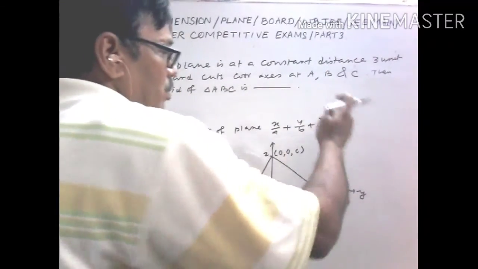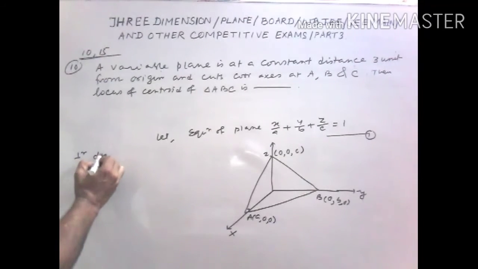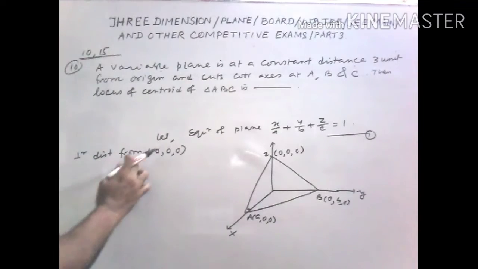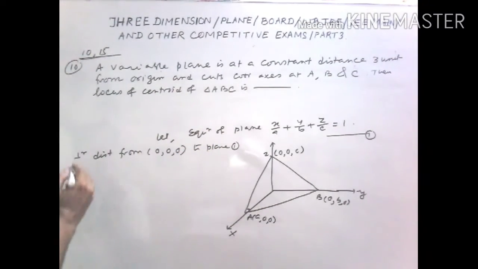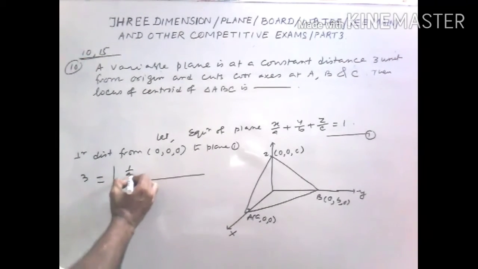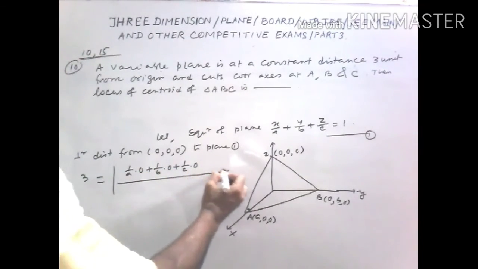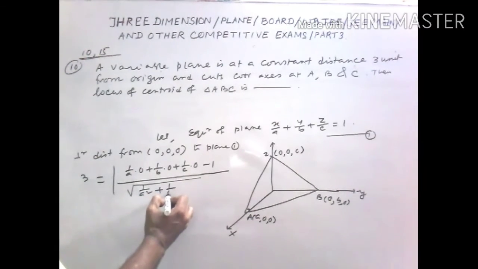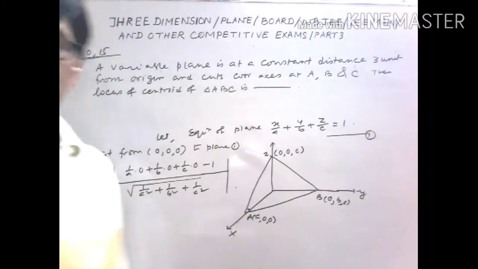It is at a constant distance of 3 units from the origin. So the perpendicular distance from 0, 0, 0 to the plane is given as 3. So 3 equals the modulus of (1 by A into 0 plus 1 by B into 0 plus 1 by C into 0 minus 1) by root over (1 by A square plus 1 by B square plus 1 by C square).